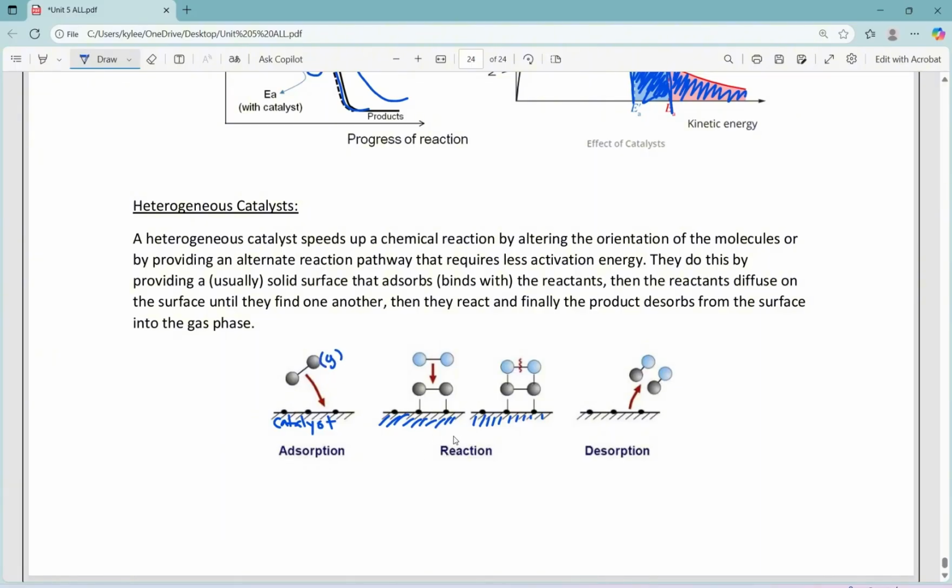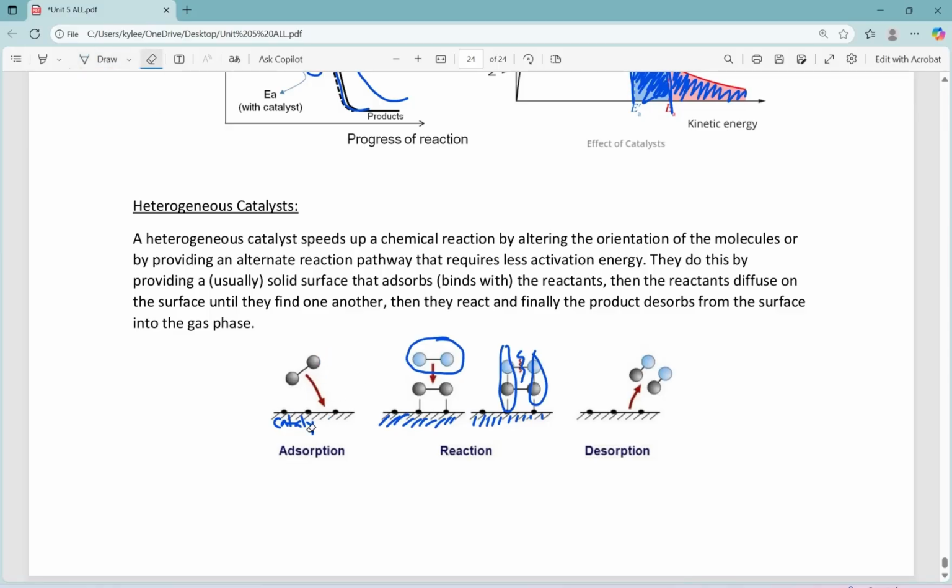Now, because it's attached, it's no longer bouncing around like we know gas particles to do, and that allows it to be oriented properly in order to receive the other reactant. And if that happens, then we can get the bond broken here and new bonds being formed, and then it will be released from the catalyst. So this is an example of a heterogeneous catalyst where it's providing a surface area for the reaction to happen in.